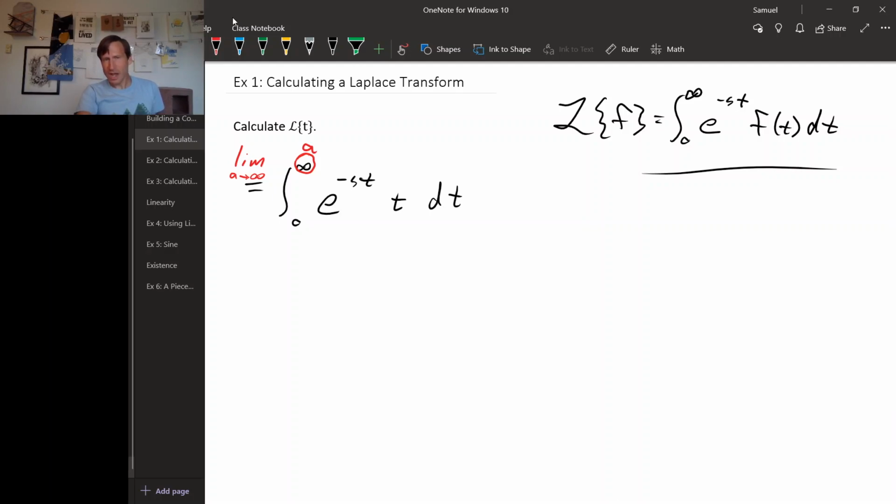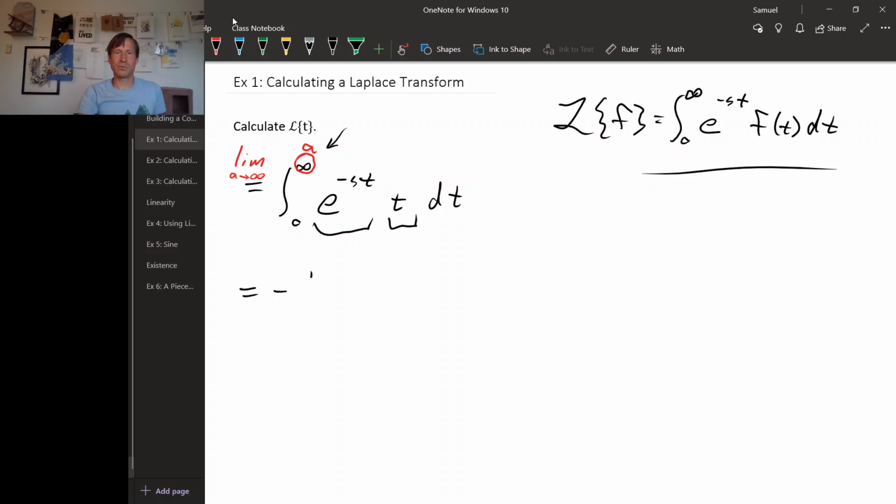So I won't write out this limit every time, but just keep in mind that when we see this infinity in an upper bound, this is really a limit. So we're going to have to calculate some limits at infinity here. With that said, to do this integral, we have to do integration by parts. So integrate the exponential part and differentiate the t part.